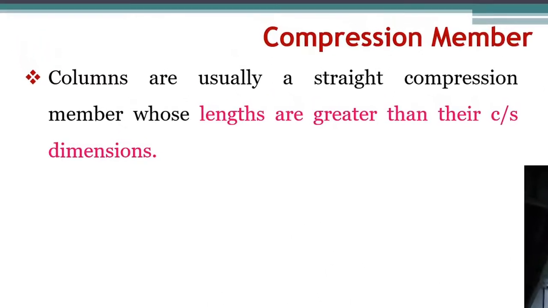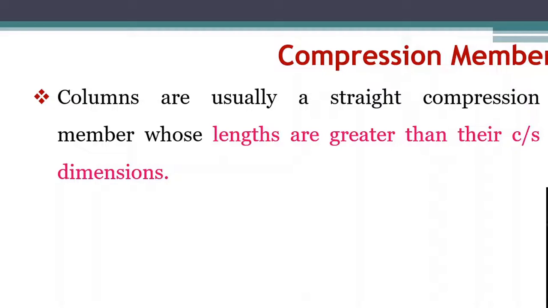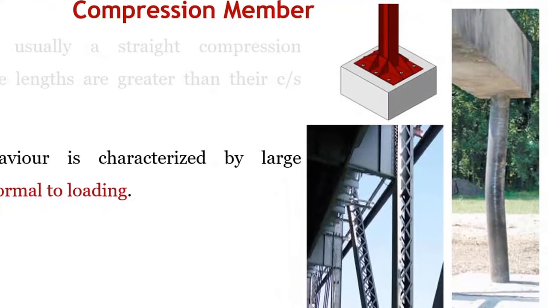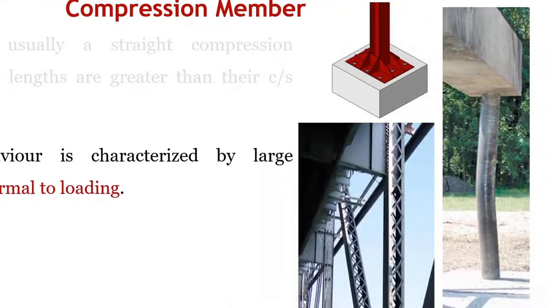Columns are usually straight compression members whose length is greater than their cross-section dimension. Buckling behavior is characterized by large deformation normal to loading. If you take this column, it has already buckled a little, but this is a compression member and the load from this beam is transferred to this column axially. So this member is subjected to axial compression, and this member is called a column. And if you look at the buckling, it is normal to the loading direction, or transverse to the loading direction. The buckle happens in this direction.